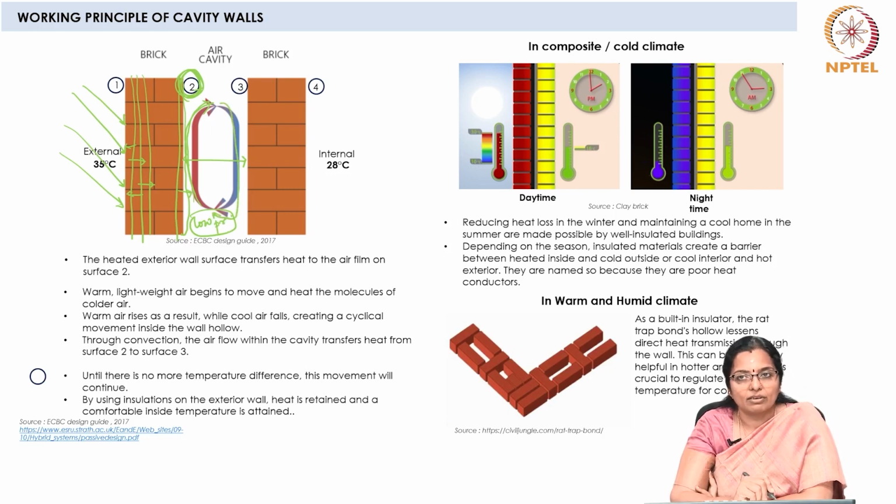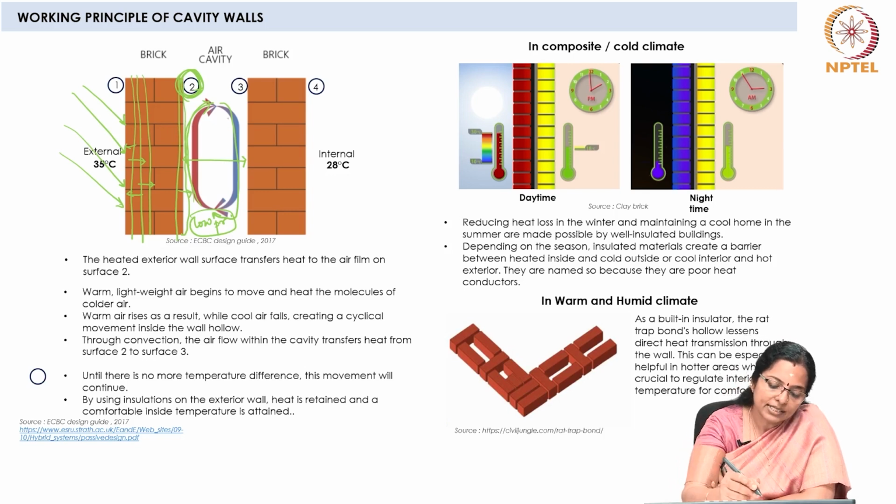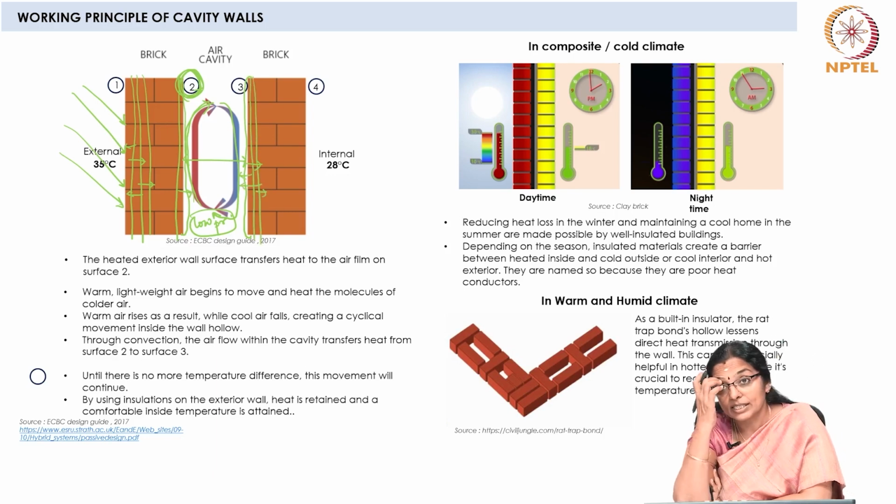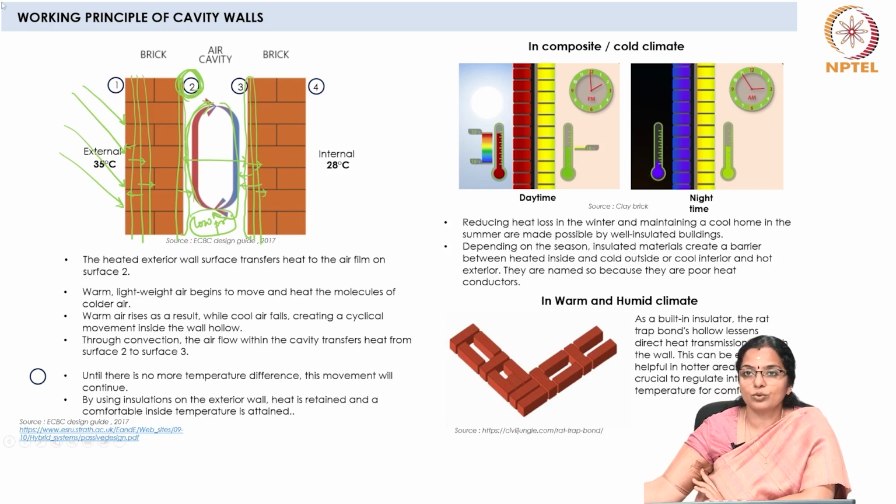Through convection, the airflow within the cavity transfers heat from surface 2 to surface 3. As the air becomes warm, it transfers heat to surface 3, and slowly surface 3, which is actually the second wall, starts to warm up.